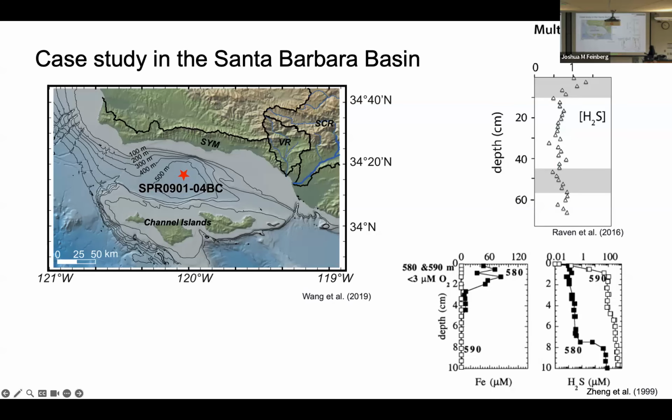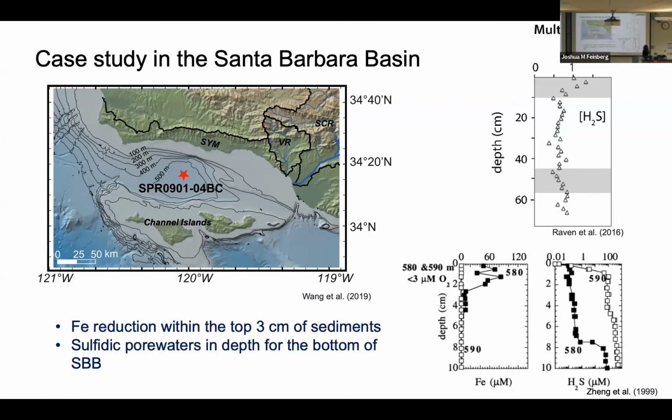If you zoom in a little bit more, on the bottom side you have a zoomed view of 0 to 10 centimeters. You see sulfide starts accumulating pretty much in the top 3 centimeters. And you see iron peaks also pretty early on, at or near the sediment-water interface. So basically, we have iron reduction that's really shallow, very active iron reduction at the sediment-water interface. And you have sulfidic pore waters, which means there's so much sulfide everywhere in depth. You see this is like 100 micromolar. This is very high sulfide in the basin.